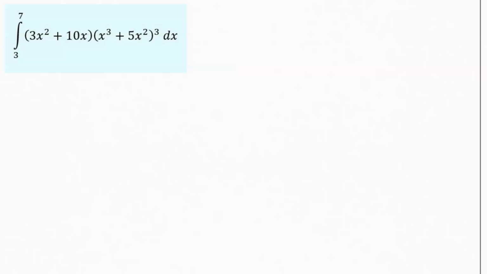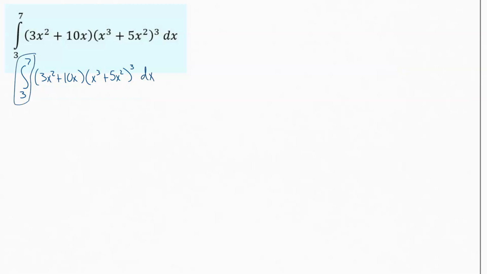Here we're being asked to find the definite integral. So we know it's a definite integral because we've got bounds, we've got numbers above and below our integral symbol here. We're being asked to find the definite integral of this equation: 3x squared plus 10x times x cubed plus 5x squared, all of that raised to the third, dx.